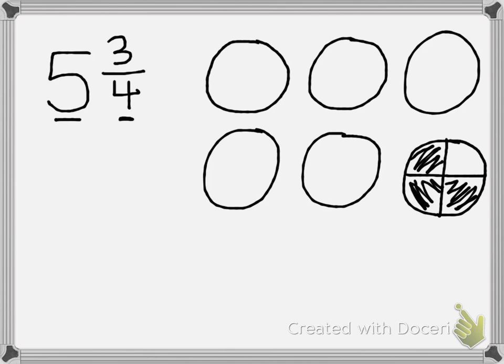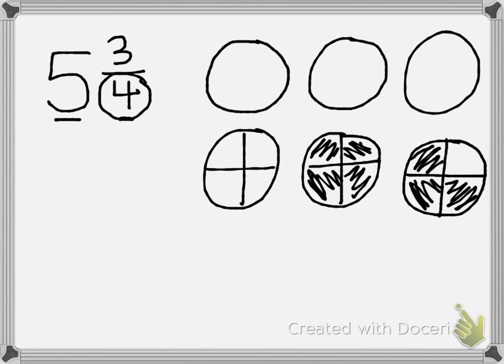Well, now I need to represent my wholes as fractions. So I know that my denominator is 4. So I need to break up all the wholes into 4 parts. So 1 whole, that's 4 parts, and I need to shade in every part because it's 1 whole. And 1 whole is 4/4.